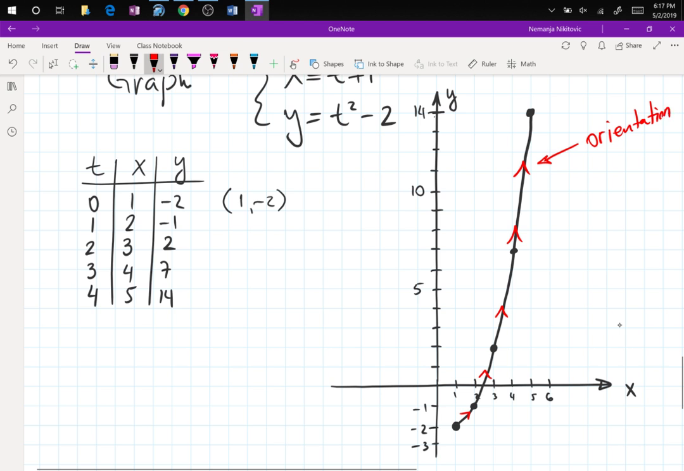The time went from 0 to 4 seconds as a parameter. This graph was constructed from the first point 1 and negative 2 on the bottom going up. Therefore, the orientation of this graph is the red arrows growing and going up. And that's the orientation of the graph.